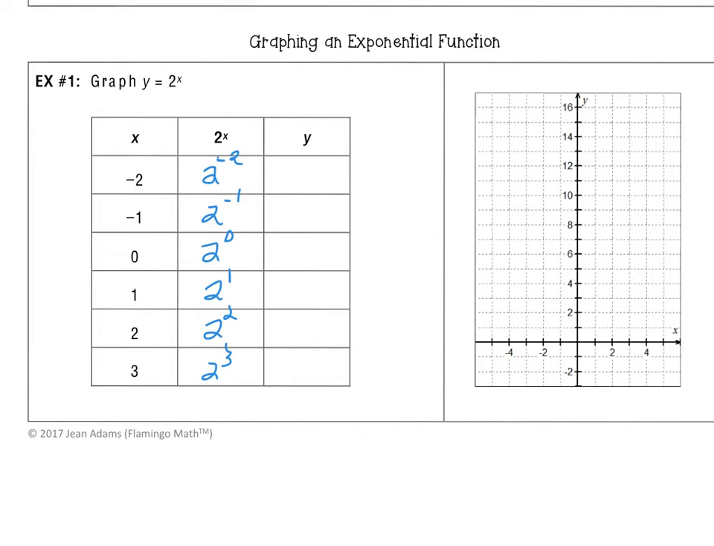So 2 to the negative 2, that negative exponent means it's 1 over 2 squared, which is 1/4. 2 to the negative 1 means it's 1 over 2 to the first, so it makes it 1/2. Anything to the 0 power has a value of 1, and this right here is called our key point. Very important point, we like to keep track of that. And then 2 to the first, of course, is 2, 2 squared is 4, and 2 to the third is 8. So we're going to go ahead and plot those.